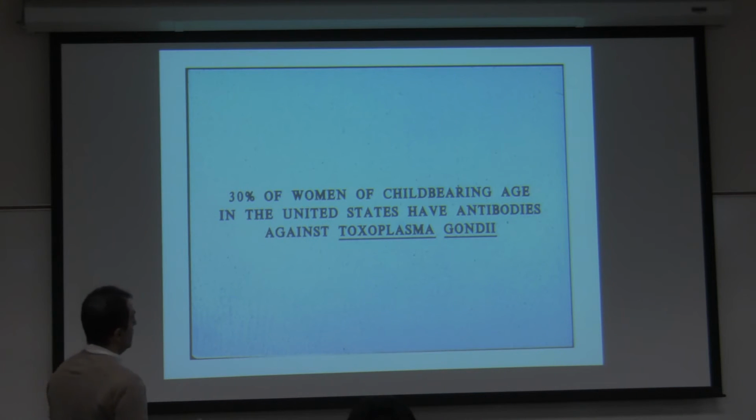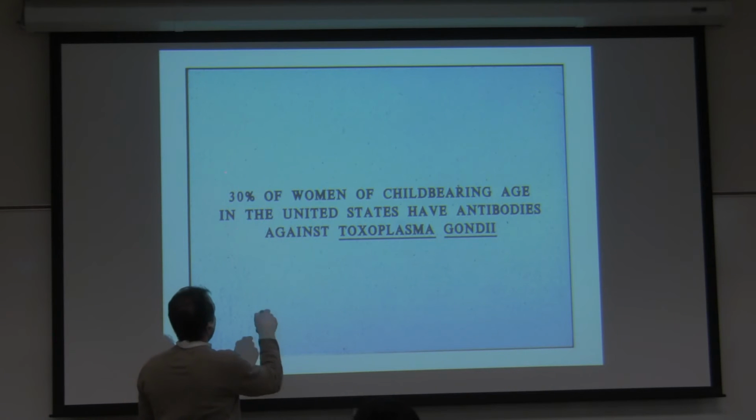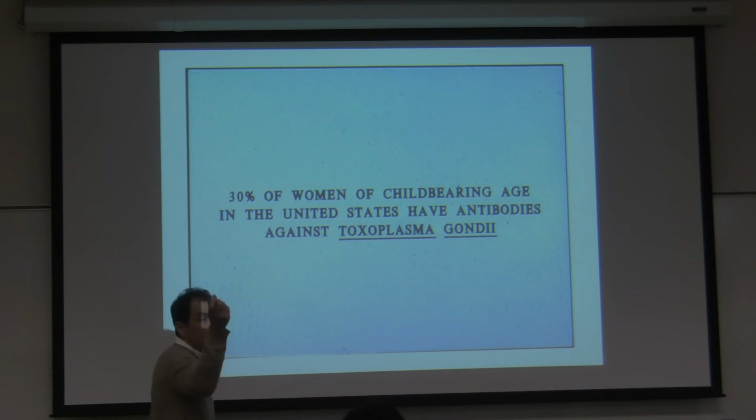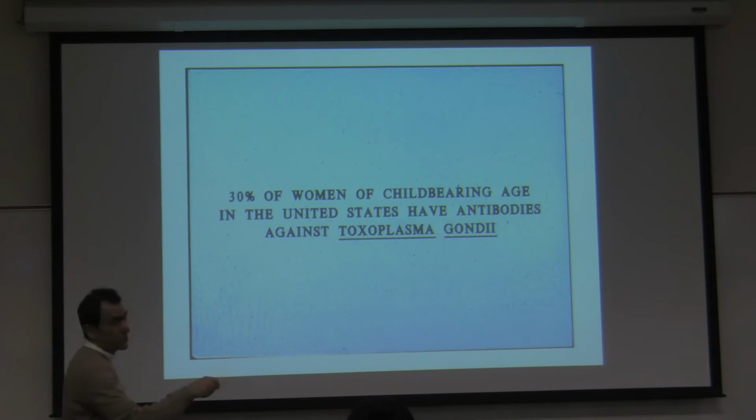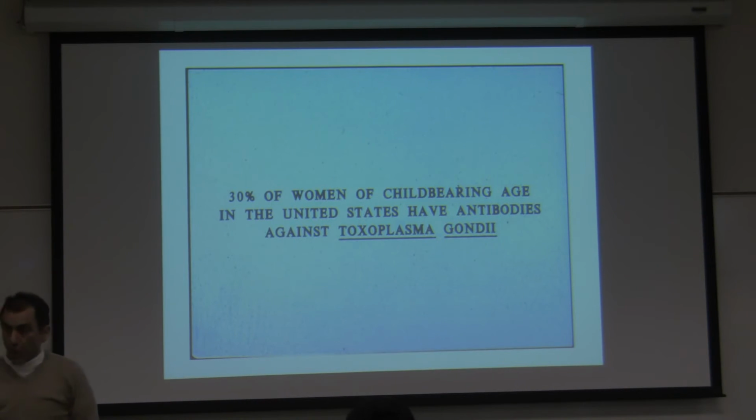30% of women of childbearing age, this is not true anymore, but let's assume, look at my question, answer my question. I give you a question like this during a quiz or exam. 30% of women of childbearing age in the United States have antibodies against Toxoplasma gondii. So, do I have to worry about that 30% of women or no? Give them recommendations or no? Based on what you learned, based on what we discussed so far.